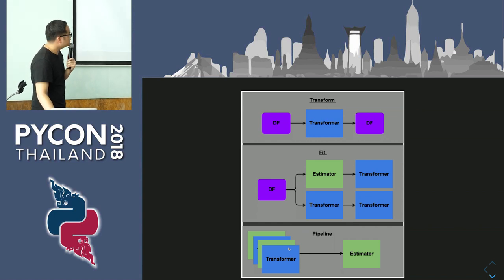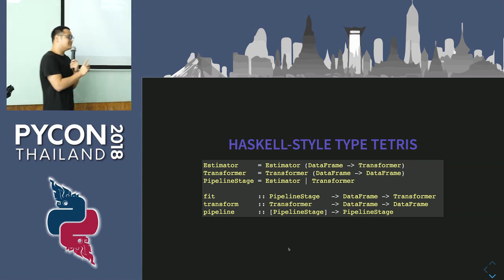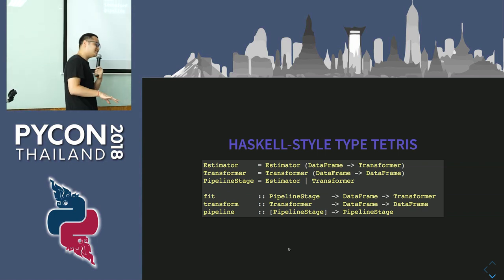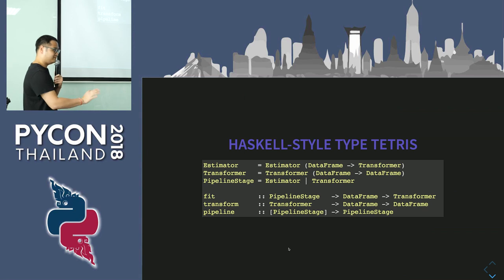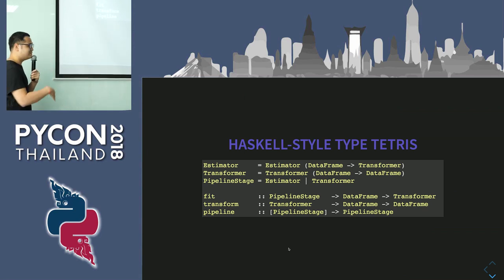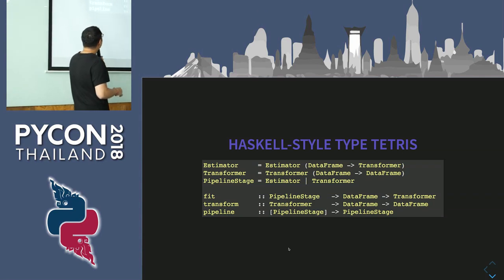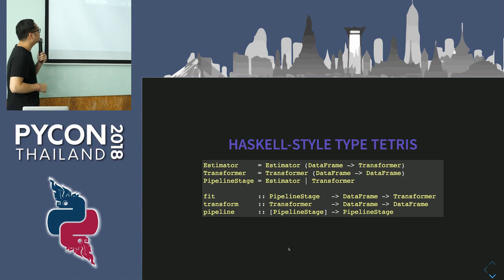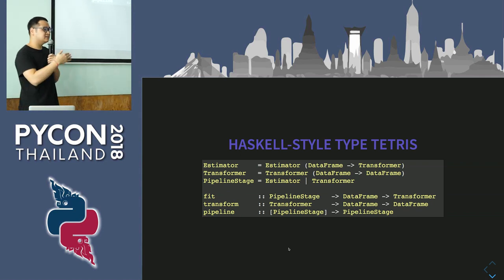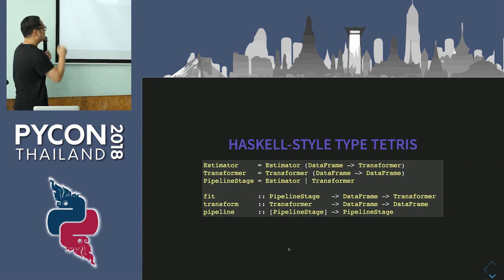So I want to start building this in Coconut. In Haskell, you can do a similar thing, but just using the types. So basically doing this image, but no implementation, nothing, just the types. And then it just kind of gives you a map of where you want to go. Estimator gets a data frame, gives you a transformer. A transformer gets a data frame, gives you another data frame. And a stage of a pipeline is either an estimator or a transformer, and you have these two operations and one that stacks them together.